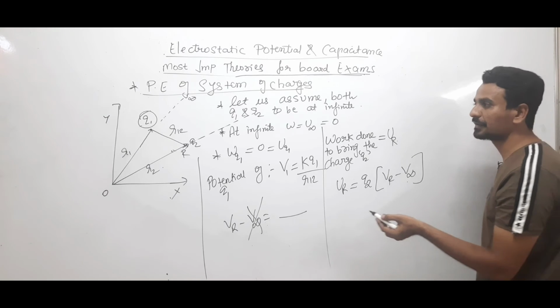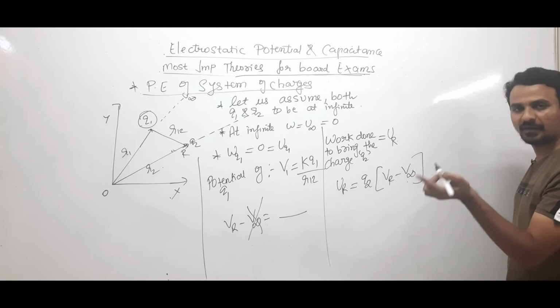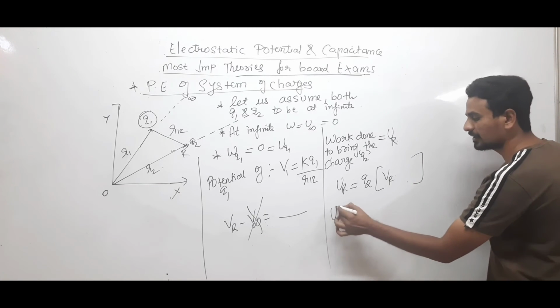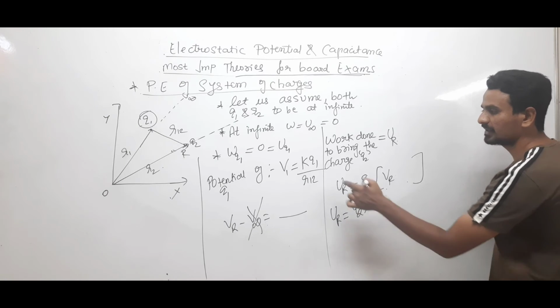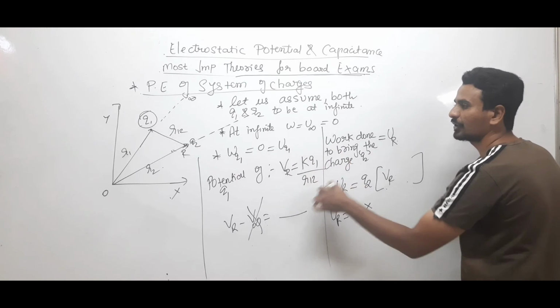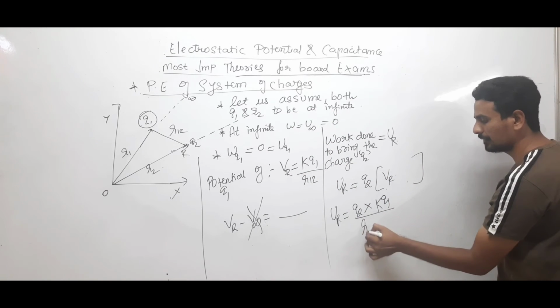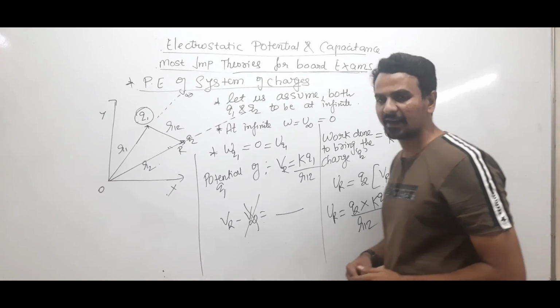Potential difference means V infinity minus V of r, or V of r minus V of infinity. Clear? V of infinity is 0. So potential energy is q2 into V of r. What is that? It is the potential produced by q1, which is k q1 upon r12. Clear? We'll understand it once again.